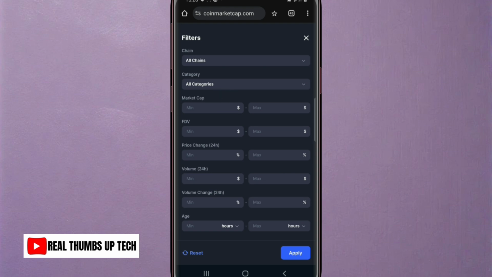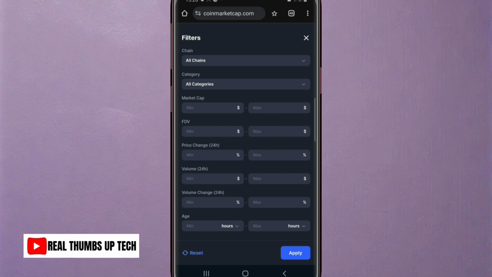Then the FDV will be that $5 times 100,000, the total tokens released. So that $5, which is the unit price, times 100,000. So we now have $500,000. All right, so that is it.